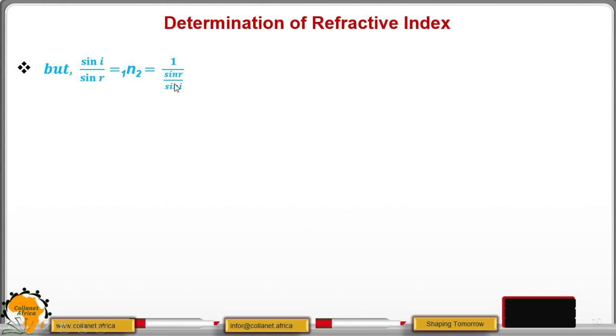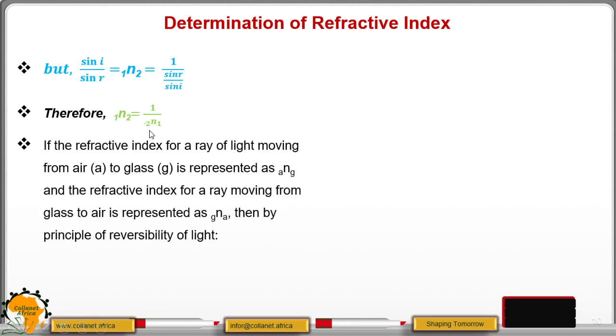Now from there, we have that sine I over sine R is equal to refractive index of medium 2 with respect to medium 1. But sine of I over sine of R is the same as the reciprocal of sine of R over sine of I, or that is 1 over sine R over sine I. But we know that this part is the refractive index of medium 1 with respect to medium 2. Therefore, we can say that the refractive index of medium 2 with respect to medium 1 is the reciprocal of refractive index of medium 1 with respect to medium 2.